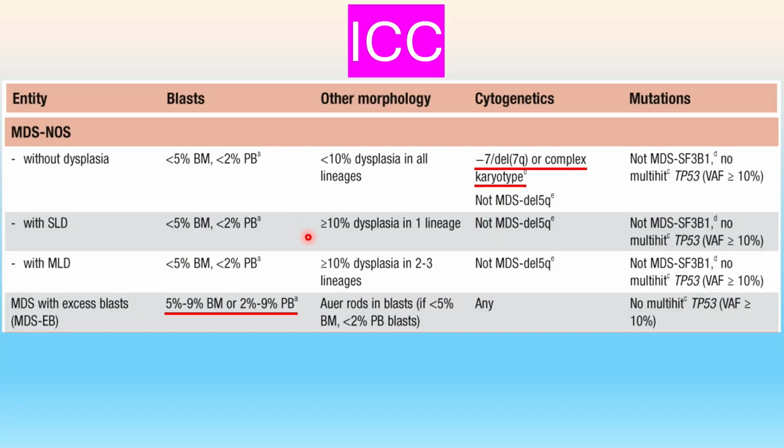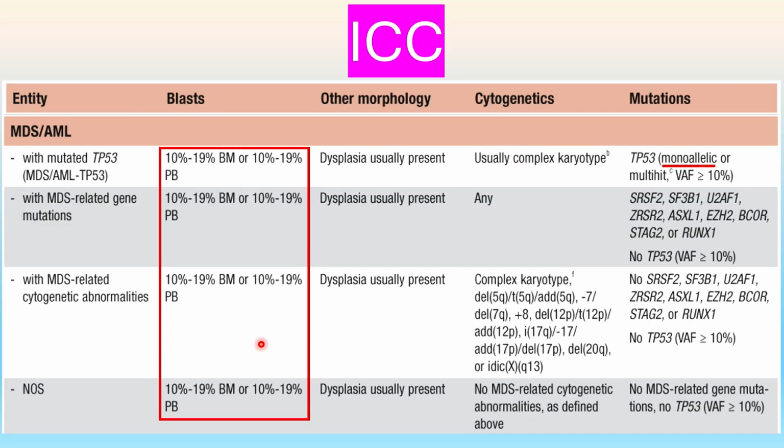Okay, wonderful. So you can get to MDS without dysplasia if you have abnormalities in chromosome 7 or a complex karyotype. Something else to notice is that there is only one category of MDS with excess blasts in ICC, and these are the blast cutoffs. That's because they introduce a completely new category called MDS overlap with AML for cases that have more than 10% but less than 20% blasts in bone marrow and peripheral blood.